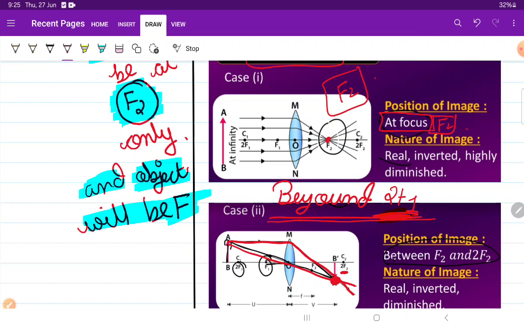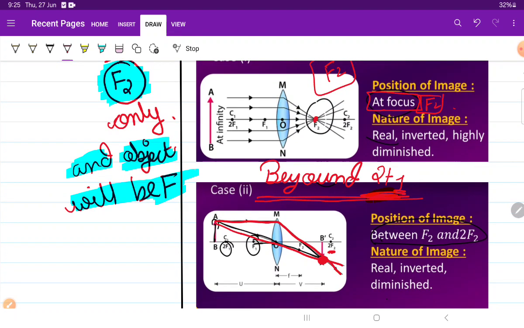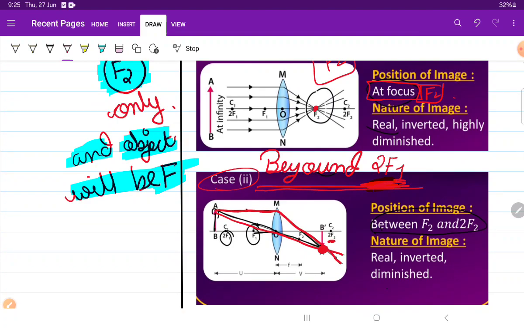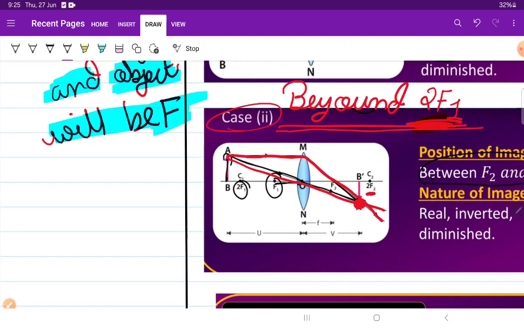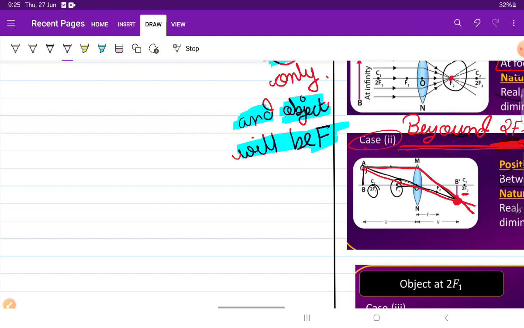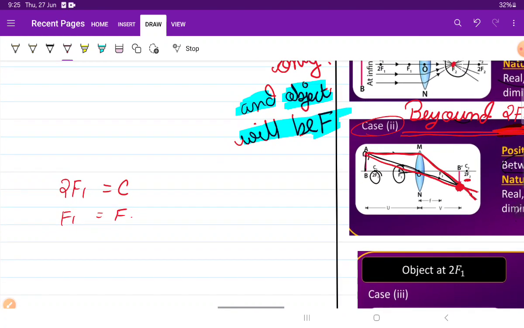The position of the image is f2. Okay, now let's start with the second case, beyond 2f1. Don't be confused that 2f1 is equal to the center of curvature and f1 is equal to the focus. You can remember it like this.